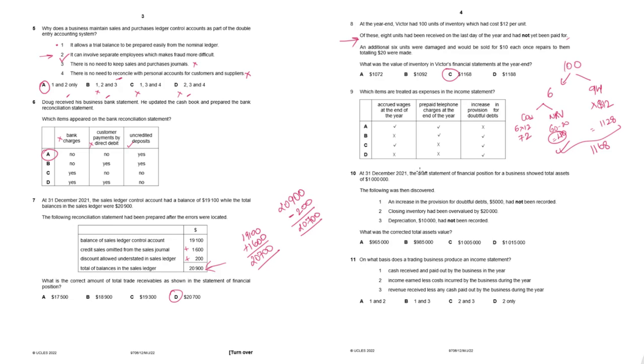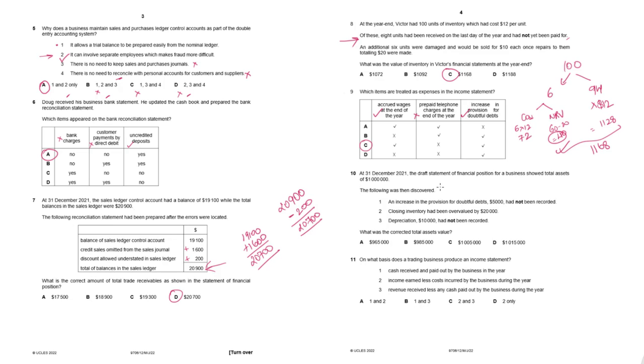10th one, at 31st December, the draft statement of financial position. We skipped the 9th one. Which items are treated as expenses in the income statement? Accrued wages at the end of the year. Yes, they are added to the wages. Prepaid telephone charges at the end of the year. Since they are prepaid expenses, they have to be deducted. They are not treated as an expense. Increase in provision for doubtful debts. Yes, that's an increase in expense. So our correct option is option C.